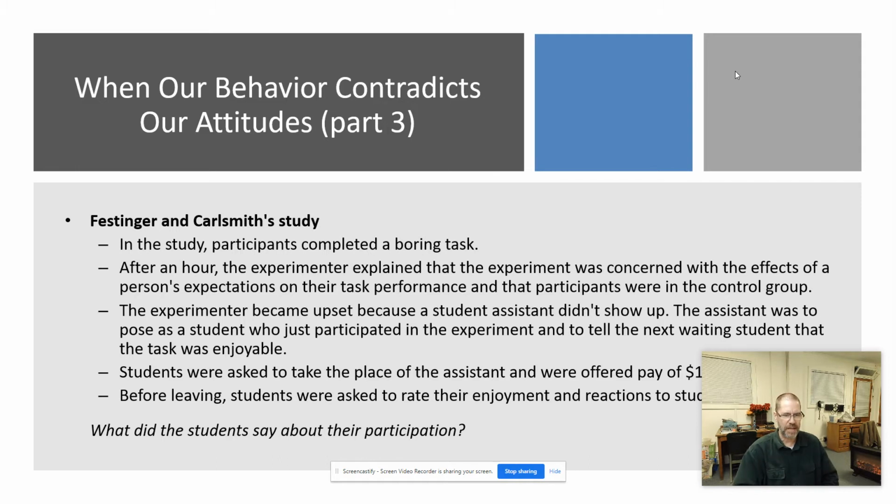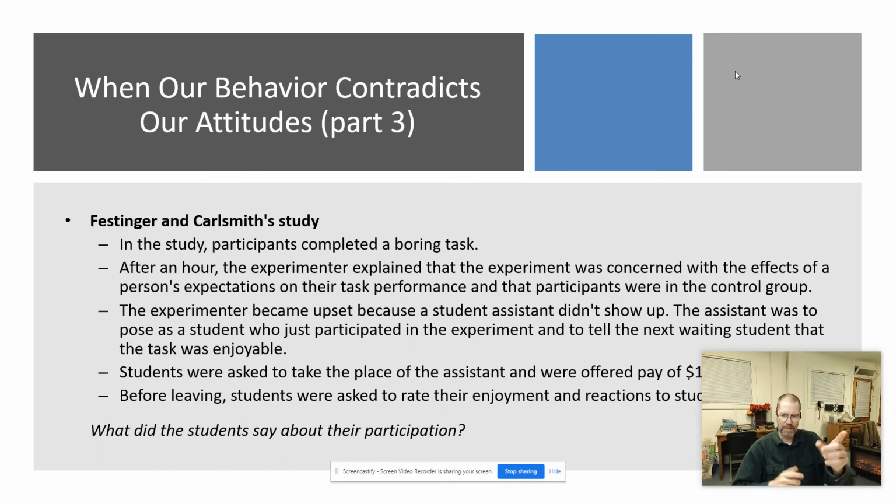Okay, Festinger and Carl Smith. This is James Carl Smith. I mentioned Leon Festinger. This is a 1954 study. In this study, the idea was to get a bunch of participants. The experimenter brings them in one by one, and they're assigned to do what amounts to a boring task, and I'll describe it in a moment. Here's a tabletop, and there are a bunch of elongated pegs.